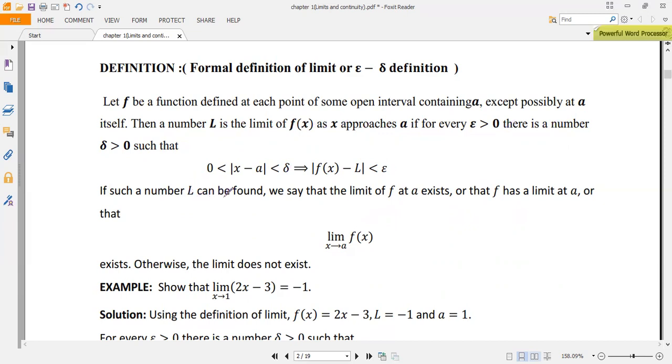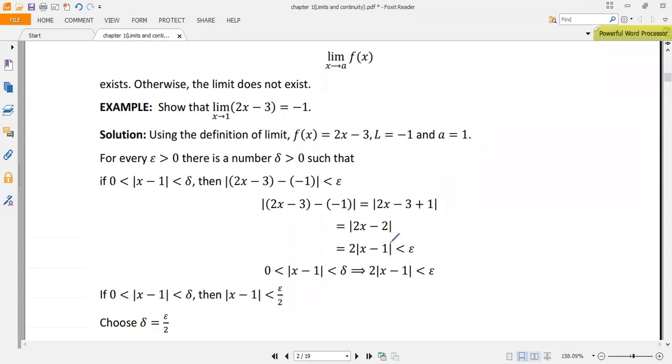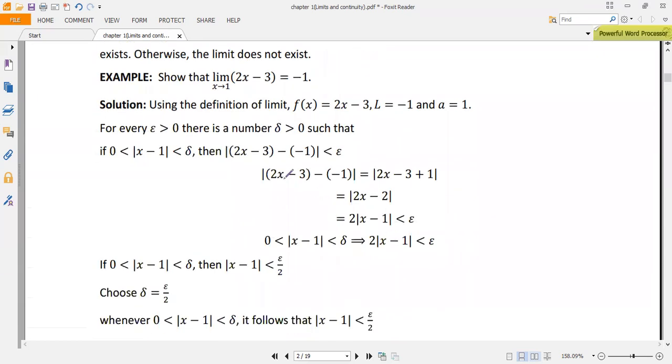If such a number L can be found, we say that the limit of f at A exists, or f has a limit at A, or we can write that the limit as x approaches A of f of x exists and is equal to L. Using the definition, we can prove that a given number is the limit of a given function. So, show that the limit as x approaches 1 of 2x minus 3 is equal to minus 1.